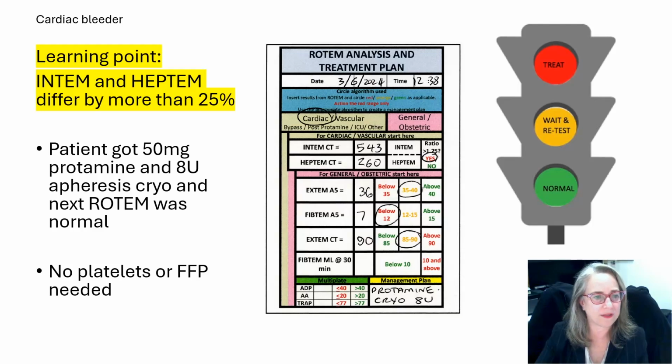The learning point here is that the INTem and the HepTem differ by more than 25%. So therefore protamine is required. This patient got 50 milligrams of protamine and 8 units of apheresis cryo based on that low FibTem A5, and the next Rotem was normal. There were no platelets or FFP required.